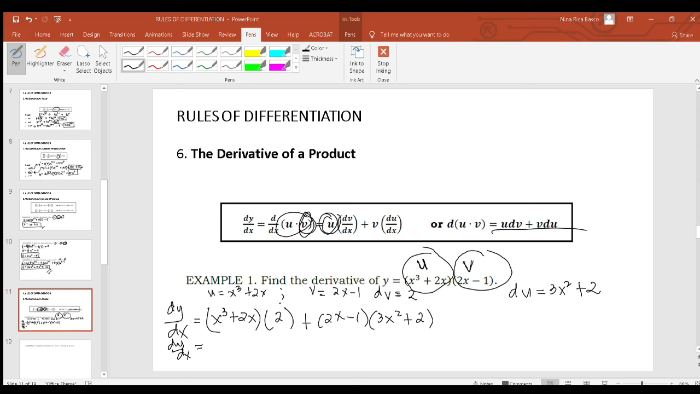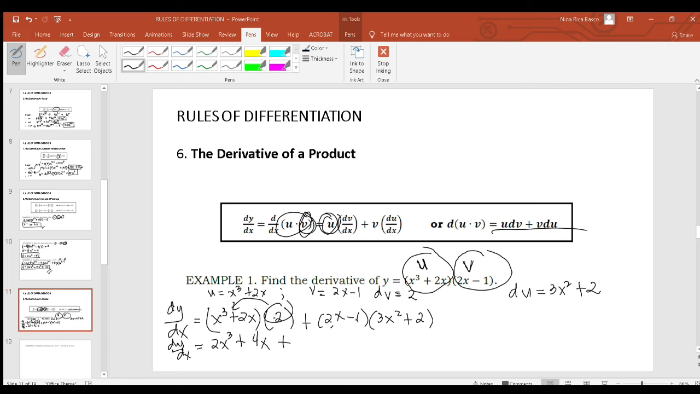By distributing 2 sa x cubed plus 2x. Okay? Bale, 2x cubed plus 2 times 2, 4x. Plus, ito namang nasa second term natin, which is yung 2x minus 1 times 3x squared plus 2. Ayan, pagsamahin na natin sila by using the FOIL method.